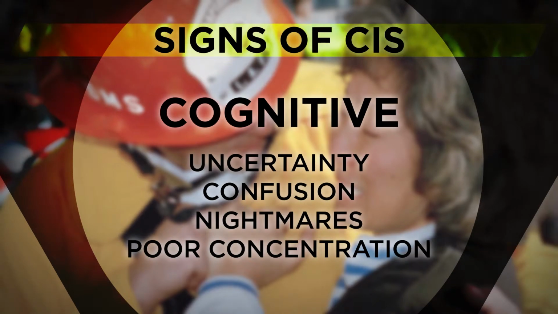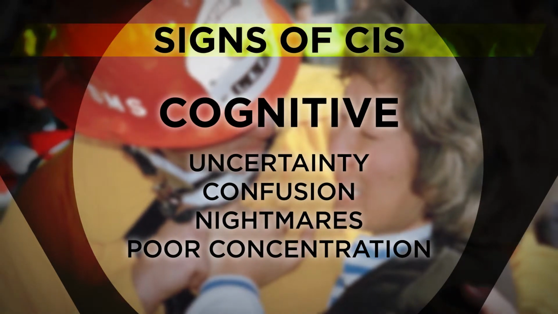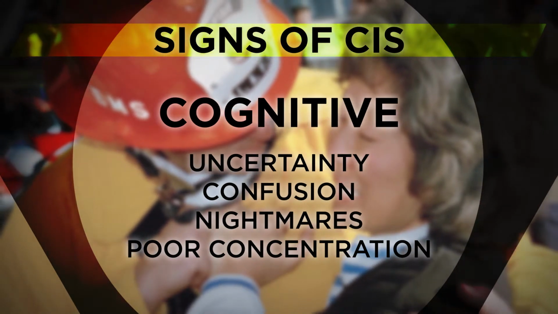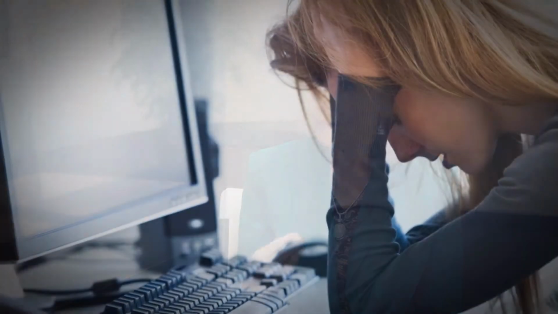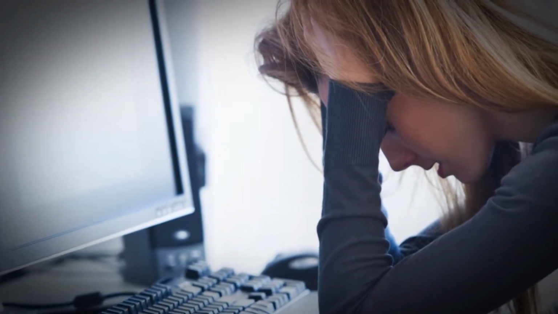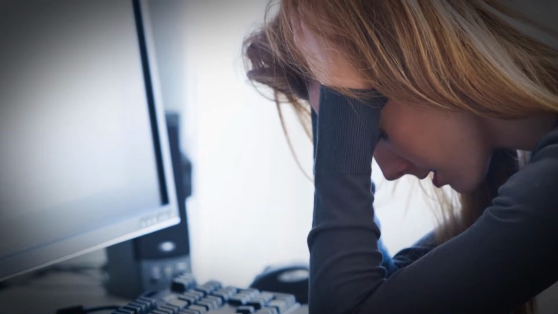Cognitive symptoms may include uncertainty, confusion, the onset of nightmares, and poor concentration. Cognitive signs are we don't have the ability to track as well. Cognitive signs indicate the way that we process information. So it's the way we take in information, the way we process it, and the way we're able to problem solve. All of that goes down the drain. Our short-term memory is totally gone, but our long-term memory, especially around previous trauma events, is activated.